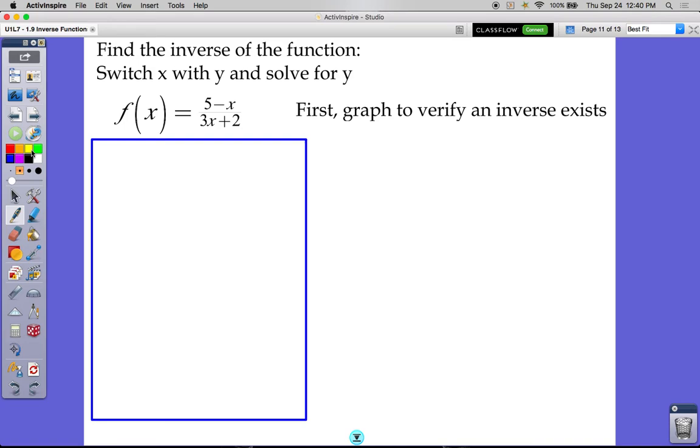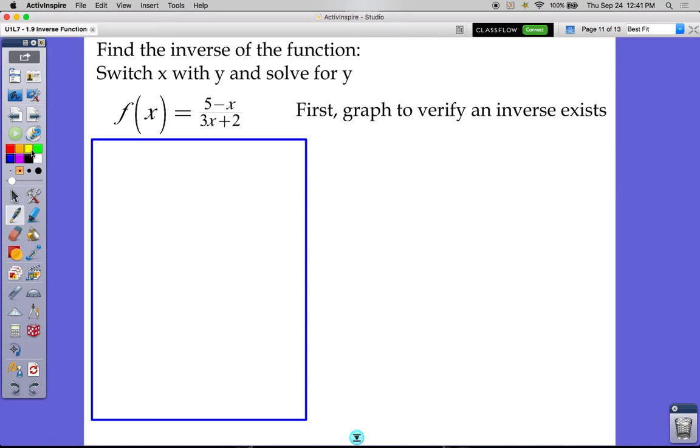But how do I create the inverse knowing that f of x is equal to 5 minus x over 3x plus 2? So we graph it to see, first of all, should we even bother? It will pass both the horizontal line test and the vertical line test. So we go ahead and get started.